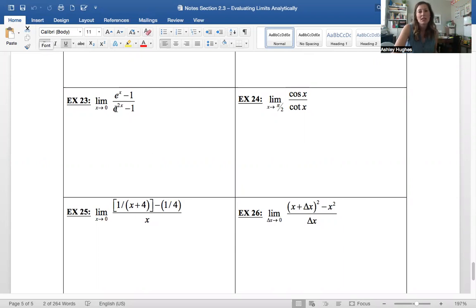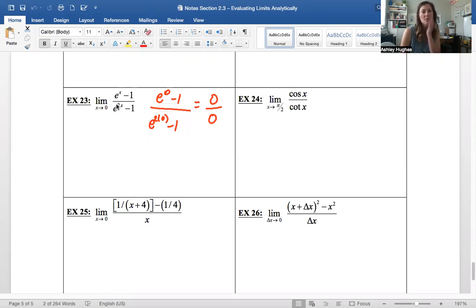All right, now let's see about this guy. So I have e to the x minus 1. Let's plug in and see what we get. First step is plug it in. So e to the 0 minus 1 over 2 times 0 minus 1. So I get 1 minus 1, which is 0, over 0, which means I need to do something.